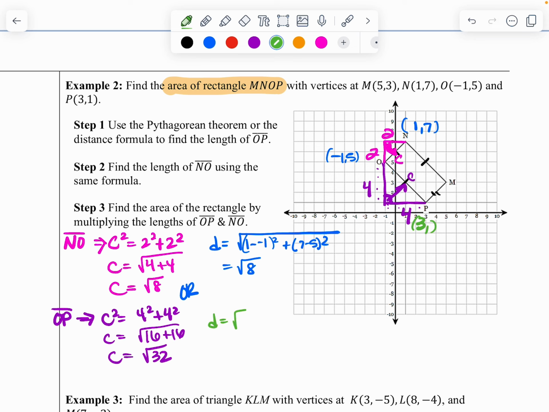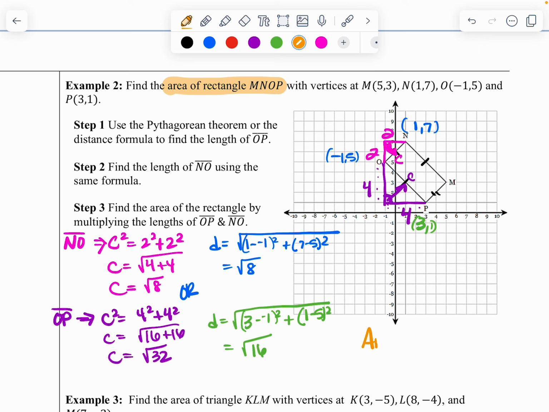Or I can say that D is the square root of 3 minus negative 1 squared plus 1 minus 5 squared, which still gives me the square root of 32. So I can use the distance formula or the Pythagorean theorem. It really becomes your choice when you have the proper set of circumstances.